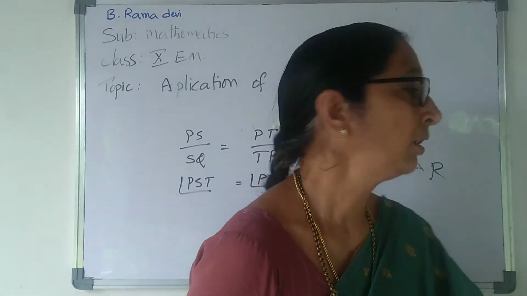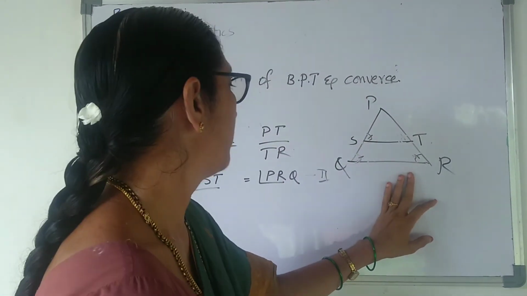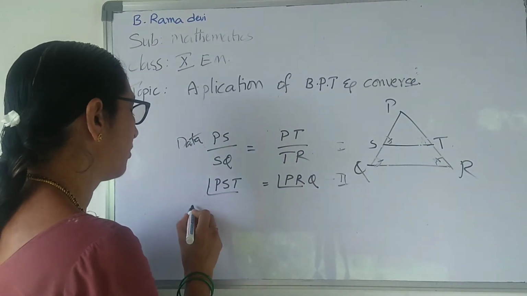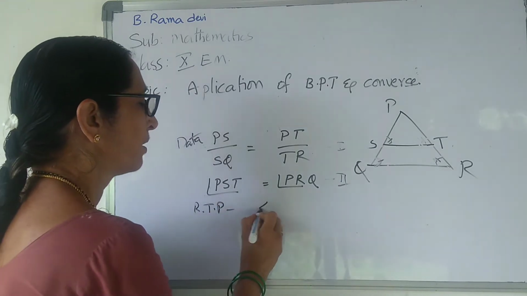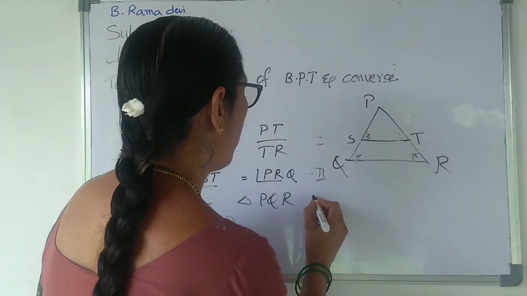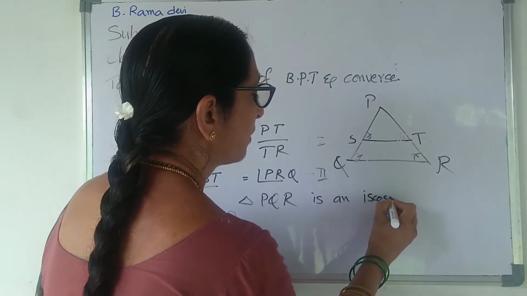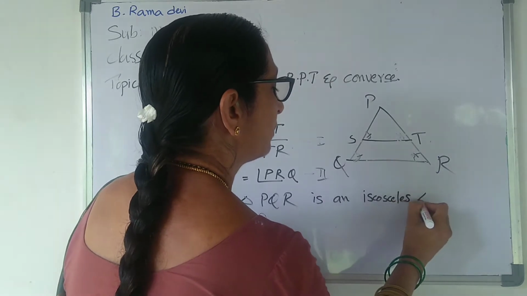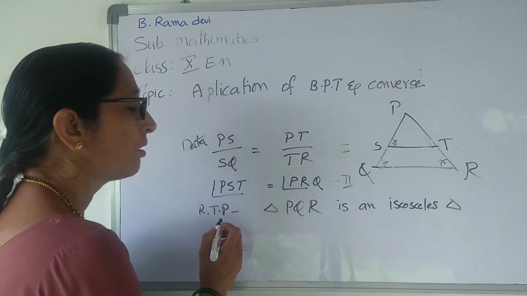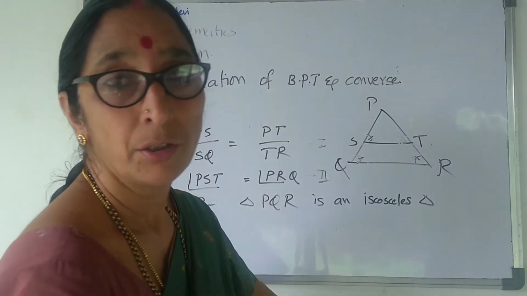Can you follow? First, you take the figure and enter the data: data first point, data second point. What we have to prove, the required statement, is that triangle PQR is an isosceles triangle. So how can we prove it? What theorems are we applying?